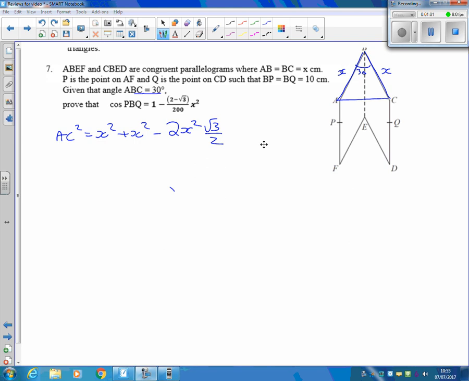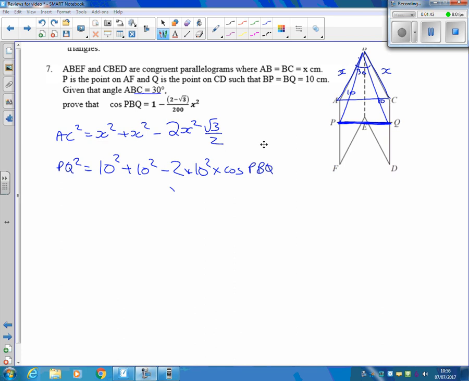The other part that you do here is you work on PQ. You work on this angle here, and you work on the fact that this here to here is going to be exactly the same, going up and down like that. You know that P to B is 10, and that P to B there is 10. So again, now you've got PQ squared equals 10 squared plus 10 squared minus 2 times 10 squared times the cos of the angle between them, the cos of PBQ. That's what you're trying to get out.